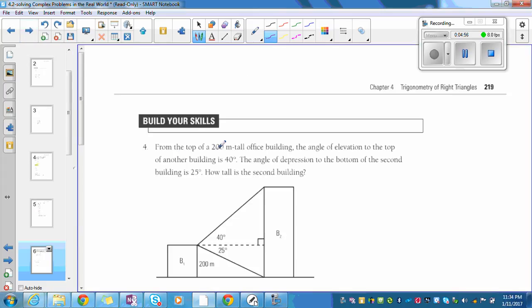So more pictures. Remember the difference between angle of elevation and angle of depression. The angle of elevation is 45. The angle of depression is from the horizon down. So this guy, angle up, angle of elevation. This guy, horizon down, that's the angle of depression. Okay, so just remember the difference between angle of elevation and angle of depression.